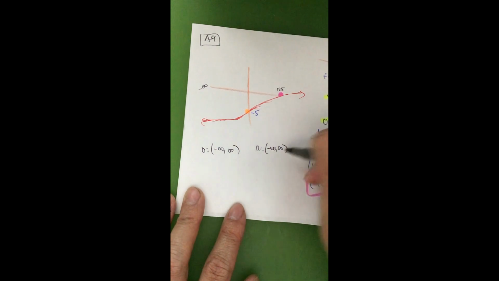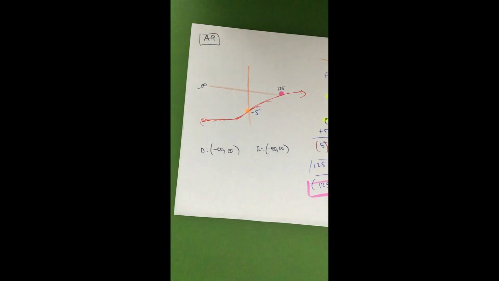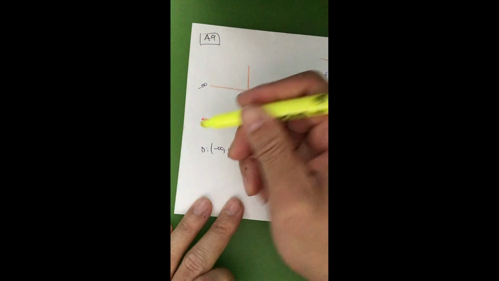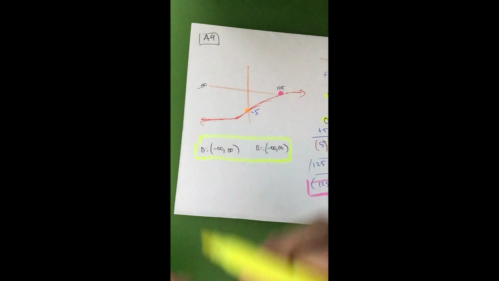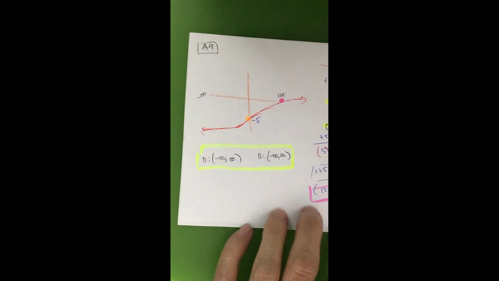In other courses, they would have called that all real numbers and all real numbers. But we're using interval notation. I like it because it tells you a start and an end. So there's my domain and range for A9. Bye-bye.